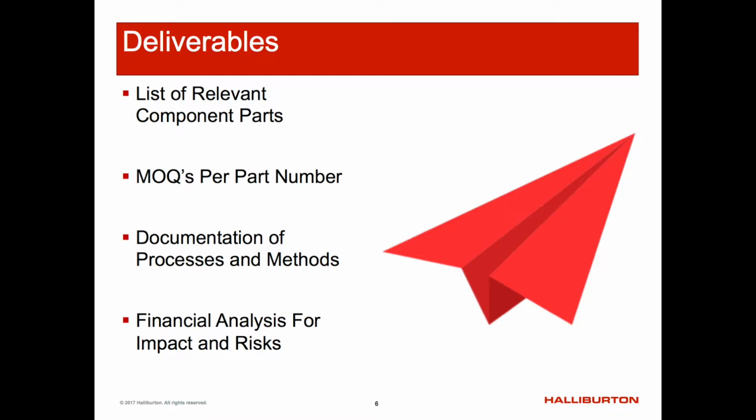To assist Halliburton in meeting casing demand in 2018, Halliburton needs a list of critical components to be analyzed. They need minimum order quantities, or MOQs, for each component. They need documentation of the processes and methods used to create an MOQ model. And finally, they need a financial analysis for the impact and risk of ordering the recommended minimum order quantities.